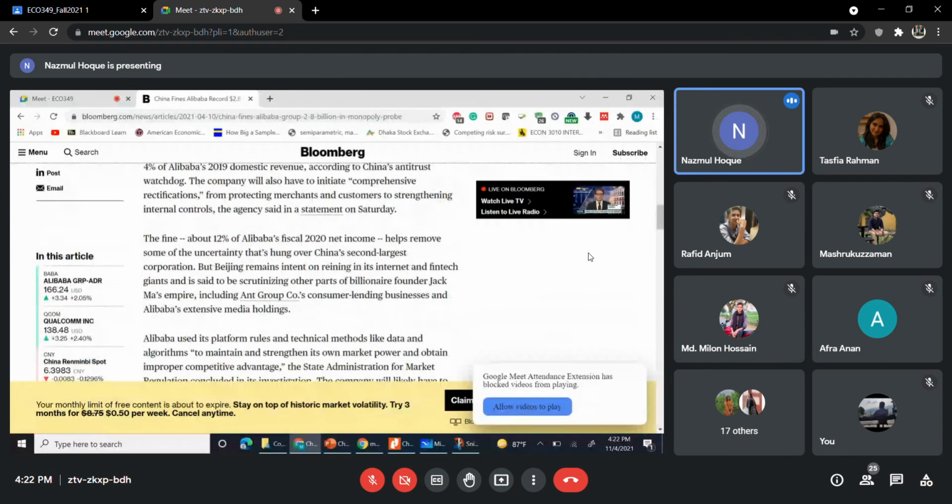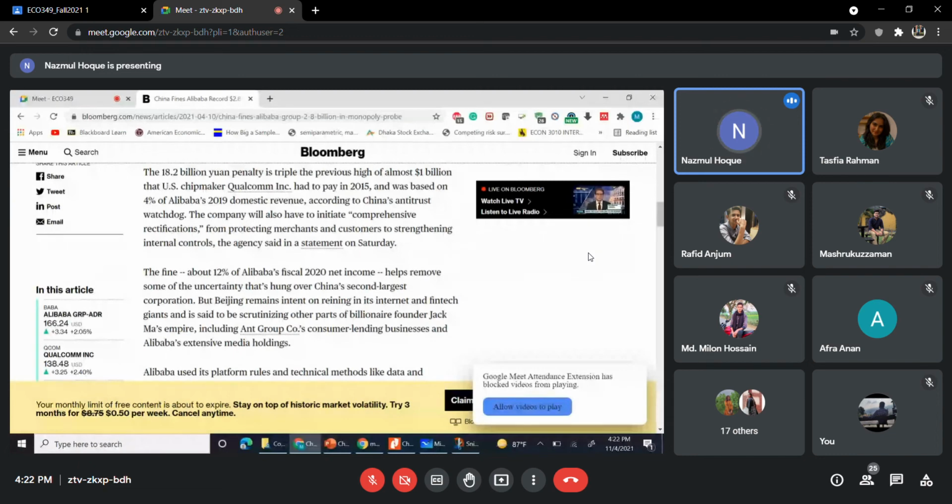So China, like many countries, also has some antitrust regulations. Basically, you cannot act like a monopolist. You cannot do things to eliminate your competitors. The reason they fined Alibaba is that they are saying Alibaba did something that goes against the law, the antitrust laws.